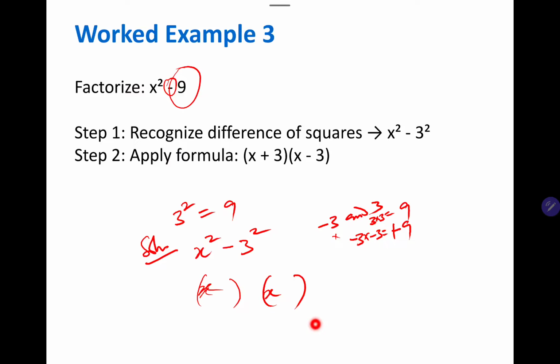The thing that will give you minus 9, which is what we need, is minus 3 times 3. So this is the factor we are looking for. So we say x minus 3 and x plus 3.